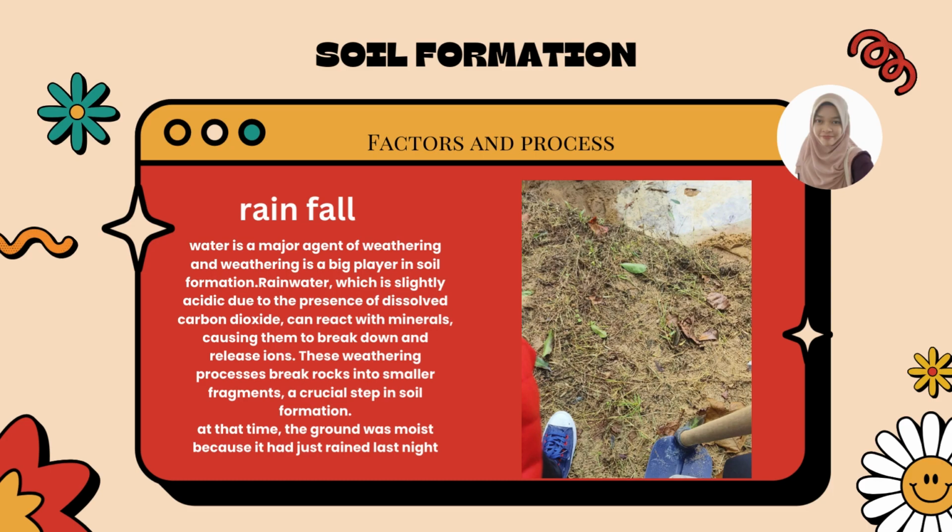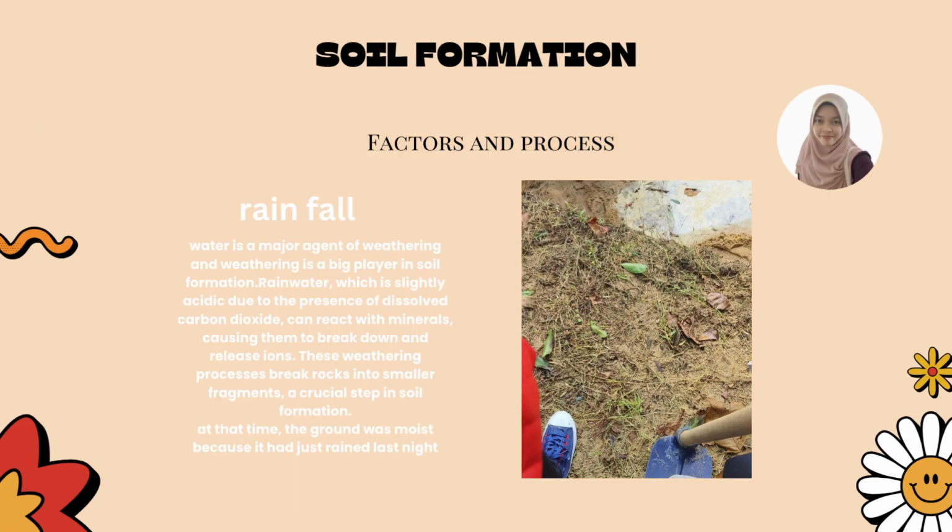Rainwater, which is slightly acidic due to the presence of dissolved carbon dioxide, can react with minerals, causing them to break down and release ions. So this weathering process can break rock into smaller fragments, a crucial step in soil formation. At Madicerating, the ground was moist because it had just rained last night.